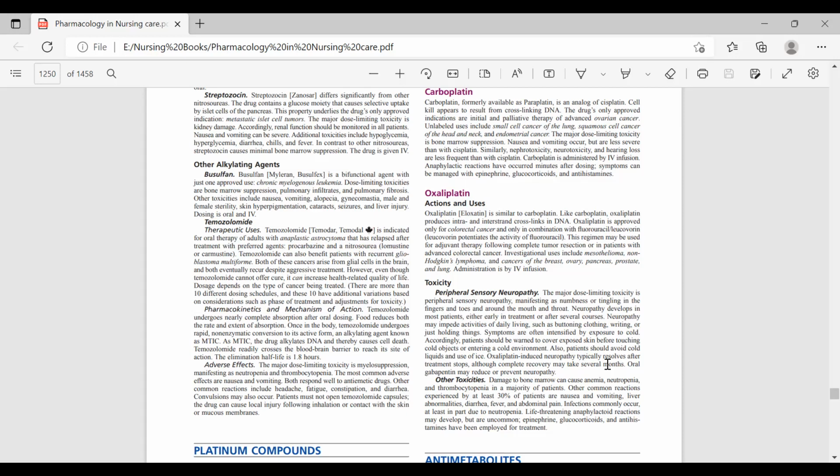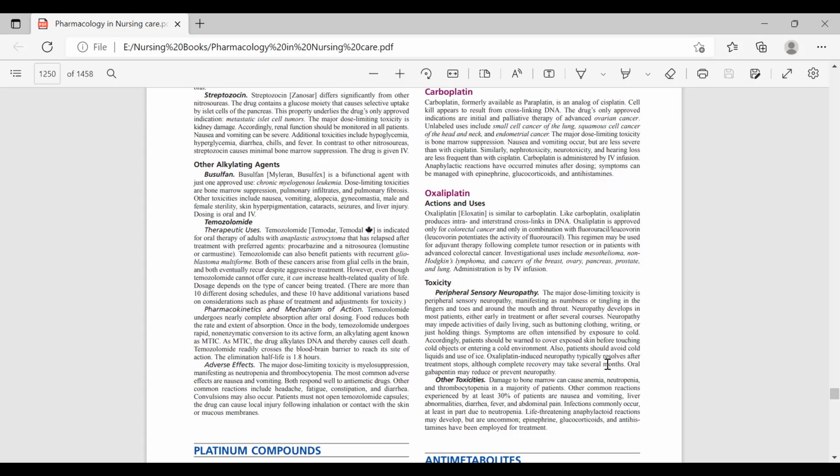Once in the body, temozolomide undergoes rapid non-enzymatic conversion to its active form, an alkylating agent known as MTIC. As MTIC, the drug alkylates DNA and thereby causes cell death. It crosses the blood-brain barrier readily to reach its site of action. The elimination half-life is 1.8 hours. The adverse effects include myelosuppression, including neutropenia and thrombocytopenia. Other common adverse effects include nausea and vomiting, which can be treated with antiemetic drugs.